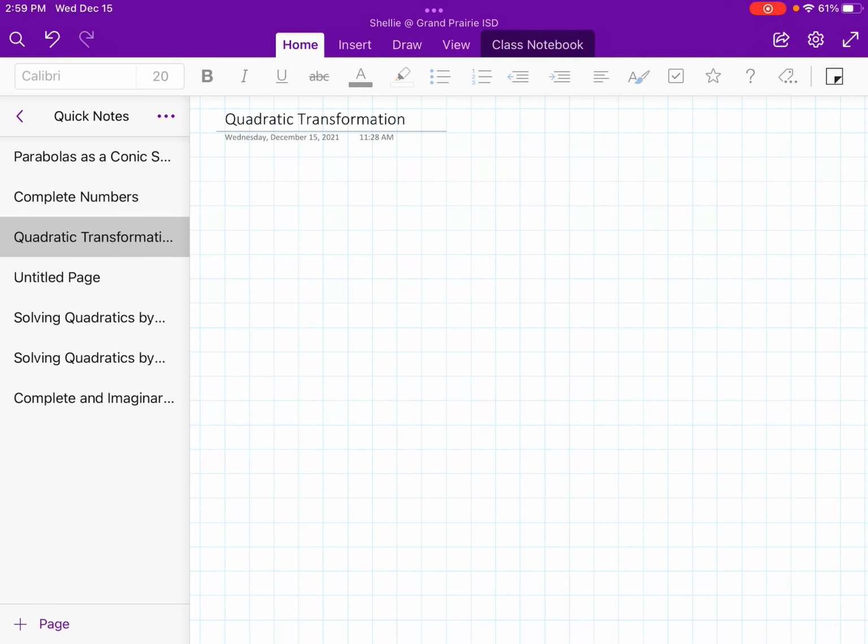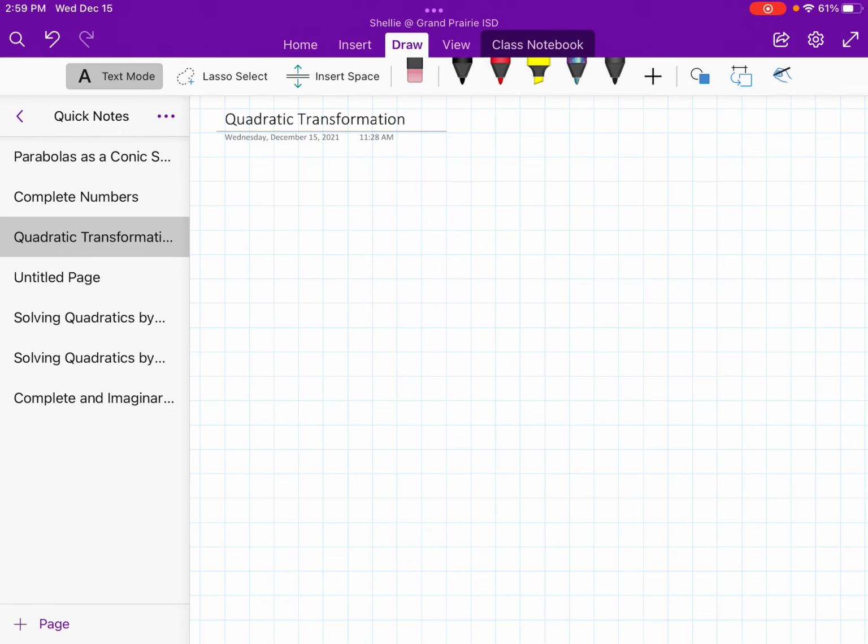Okay, so today we're going to talk about quadratic transformations. In order to talk about transformations, which means to change, we have to talk about the parent function first. So let's go over the parent function. The parent function for a quadratic is f of x equals x squared.